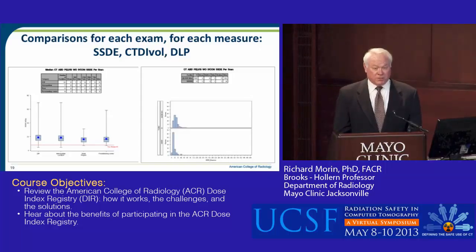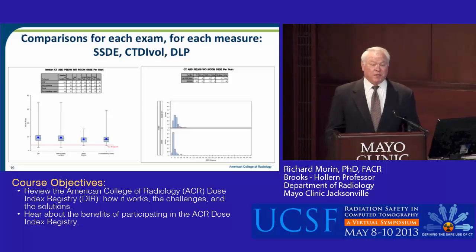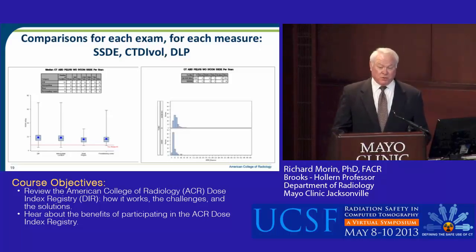On the right is a histogram in which the facility can compare their particular distribution of dose indices to the dose index registry. This is very useful in determining outliers. Sometimes there are very high values, and in looking at these, many times it's because the procedure was changed. The patient was on the scanner.